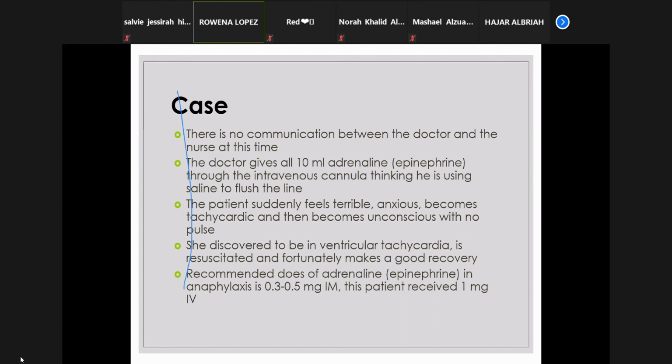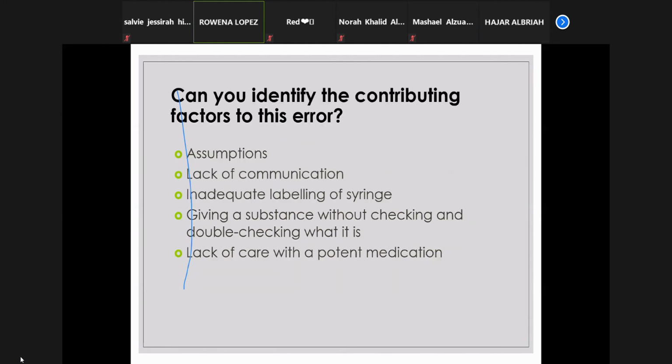The patient suddenly feels terrible, anxious, becomes tachycardic, and then becomes unconscious with no pulse. She is discovered to be in ventricular tachycardia, is resuscitated, and fortunately makes a good recovery. The recommended dose of adrenaline in anaphylaxis is 0.3 to 0.5 milligrams IM, and this patient received 1 milligram IV, so direct IV. They almost killed the patient.